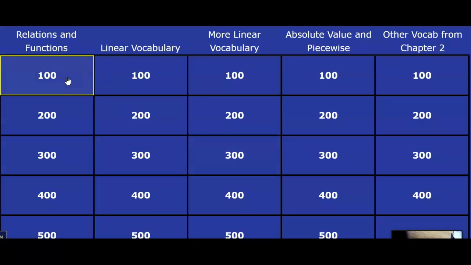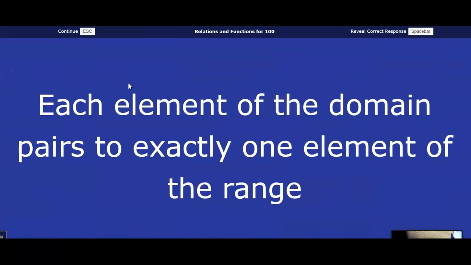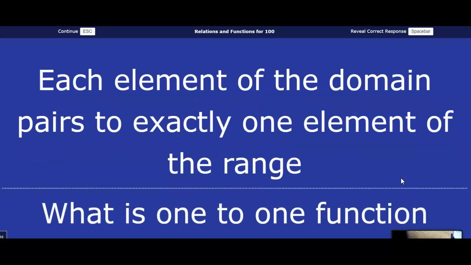So, relations and functions. For each element of the domain, it pairs to exactly one element of the range. That's the definition for what? Does anybody know what that is the definition of? Function. Perfect. Awesome.